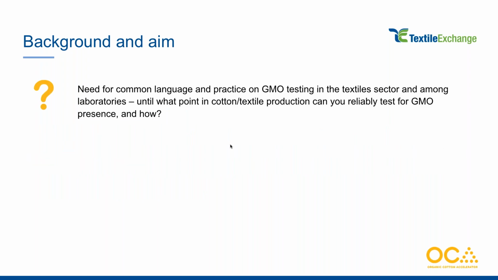The reason why we started building this protocol was, and I think many of you are familiar with that, the fact that GM testing in cotton and textiles, in organic cotton and textiles, but also non-organic supply chains, has long been an issue of contention within the sector. There were a lot of questions as to how exactly to do this type of testing, from whether you should be doing qualitative or quantitative testing, and how exactly that should be done, and what type of products you could still send off to reliably test for GM presence.